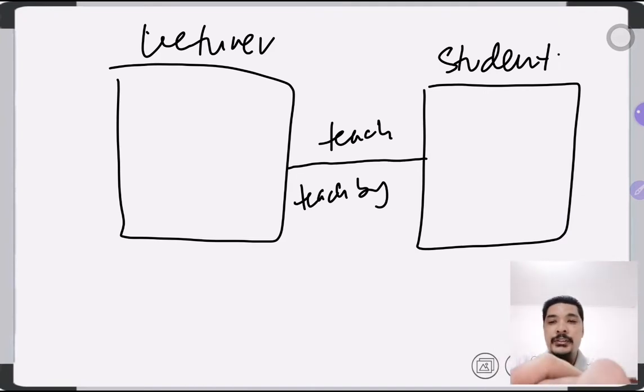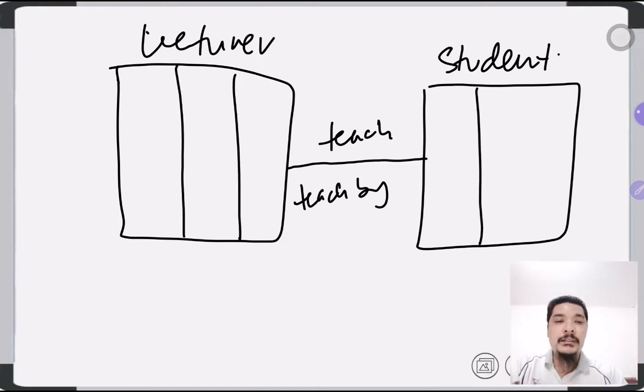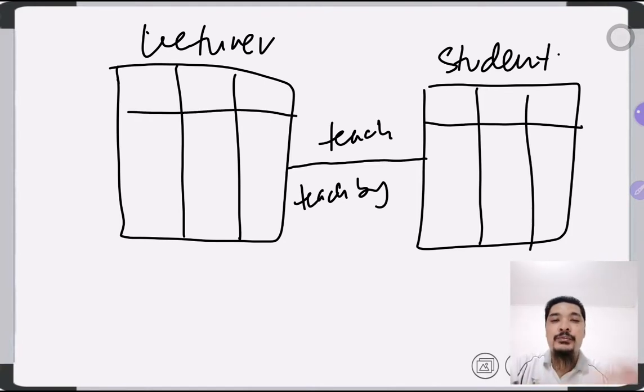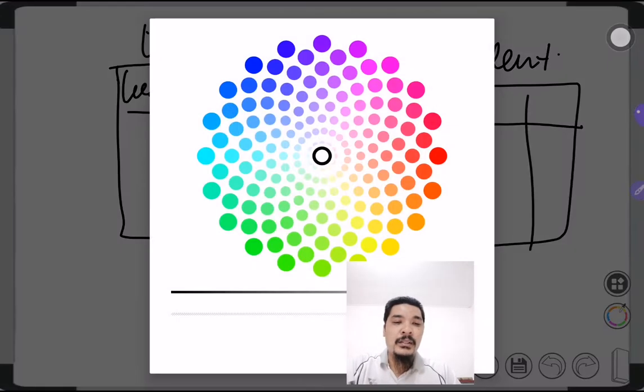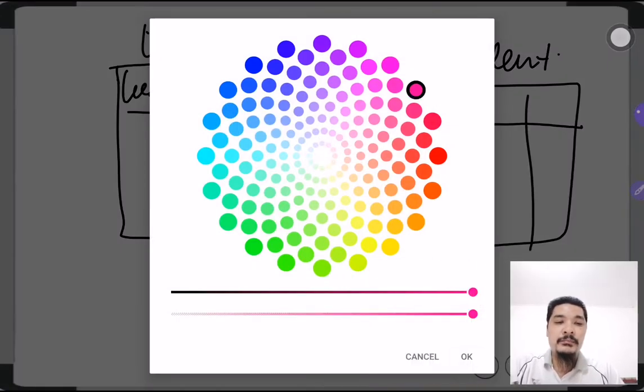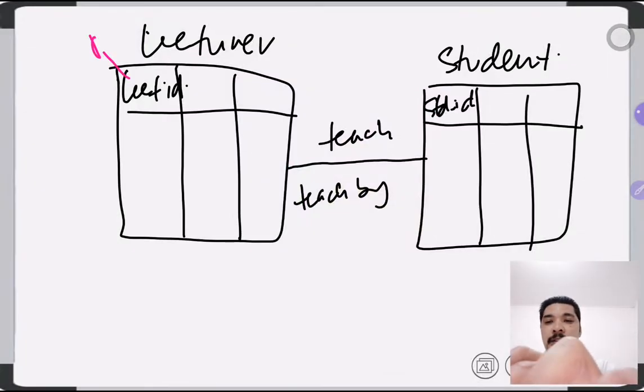In these situations, of course, we need to identify, number one, based on the normalization, the primary key. So for example, we have a lecturer ID, and for student, in this case, let's say we have a student ID. This can be considered a primary key.